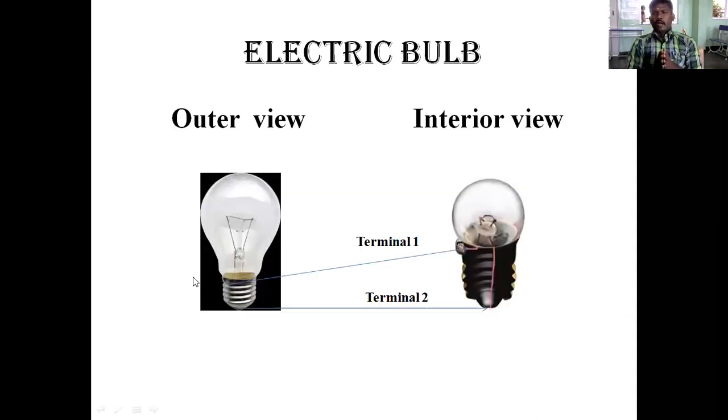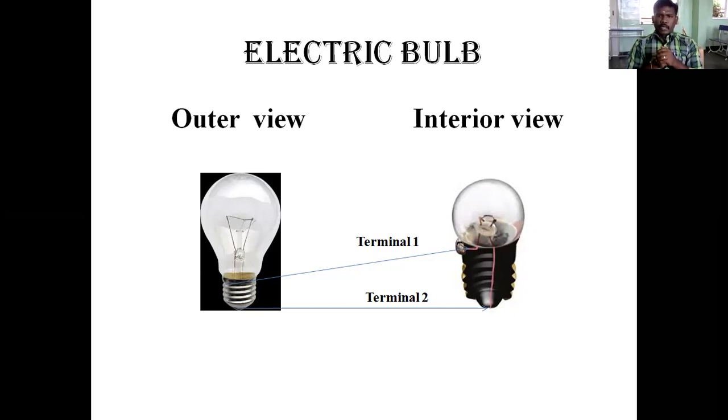This is the interior and outer view of the electric bulb. All of you have gone through the slide. The outer view: in your house, a few years before, mostly we were using a bulb like this. This bulb is called an incandescent bulb. We also call it a Kundu bulb. It is called an incandescent bulb. It glows with a yellow color.